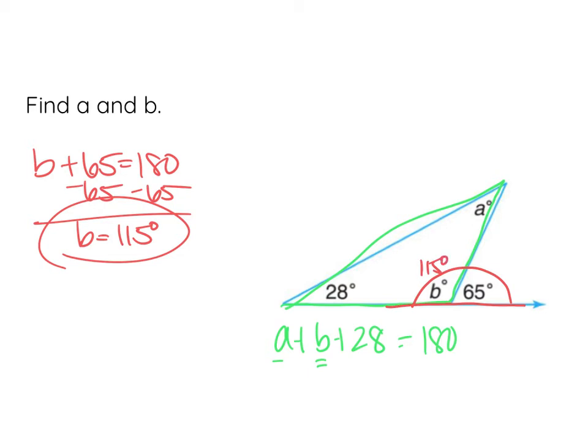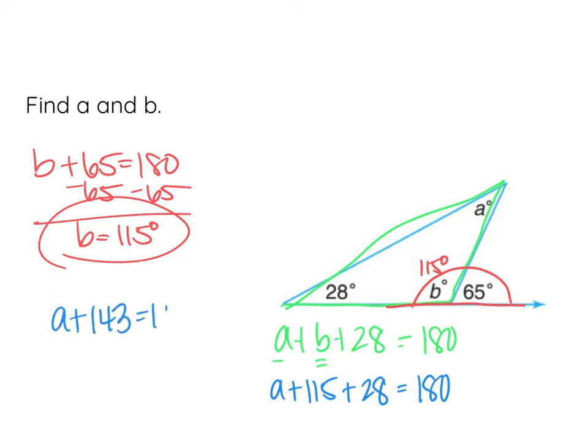Now because I know that that's 115, right? I can do a plus 115 plus 28 equals 180. So we can't always work in the order of a first, then b, right? x first, then y. We just have to go based on the information that's given to us. So 115 plus 28 is 143. And then subtract that from 180. So a is 37 degrees. Okay, so that prior knowledge of angle pairs that we talked about last unit is definitely going to be important as we move through the rest of these examples.